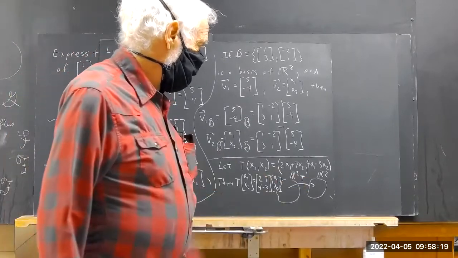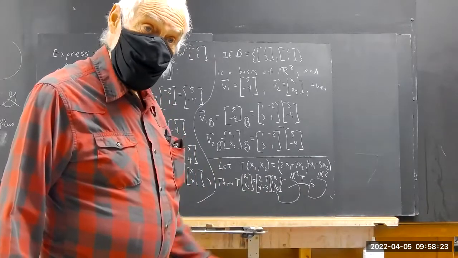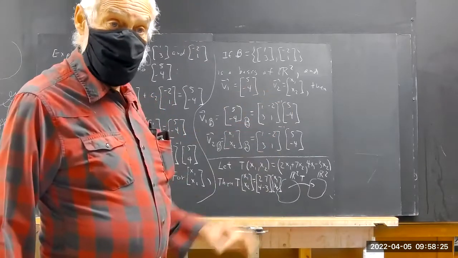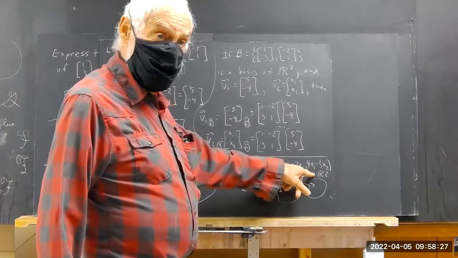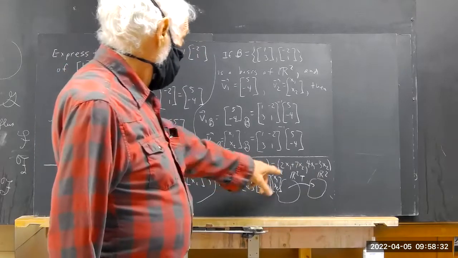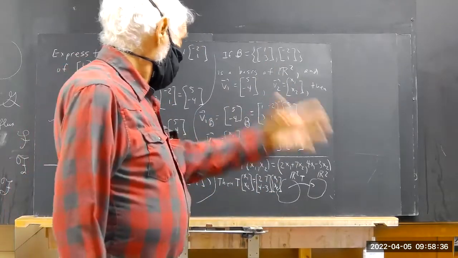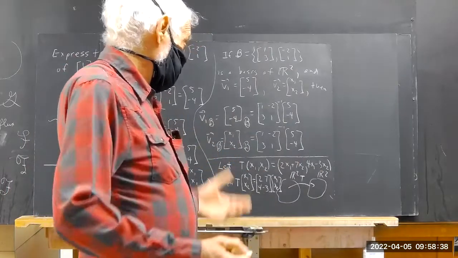Now this transformation has a kernel or null space. It's just a zero vector. Only the zero vector will map to the zero vector. Okay. And if you solve it and do the inverse matrix times the zero vector, you're going to prove that.